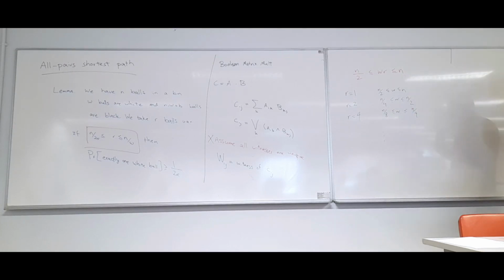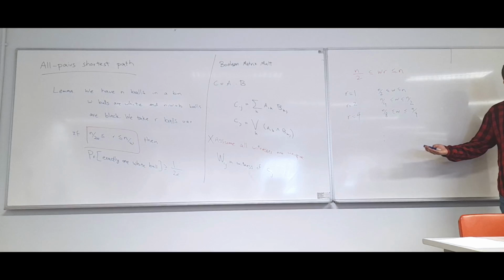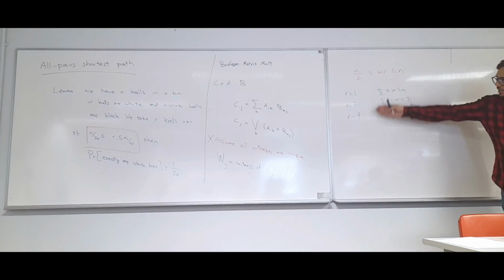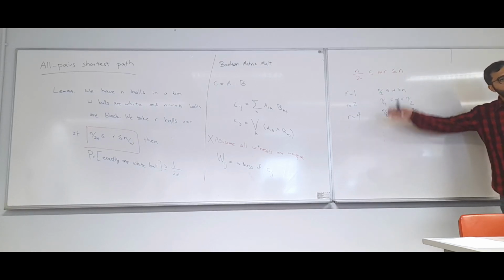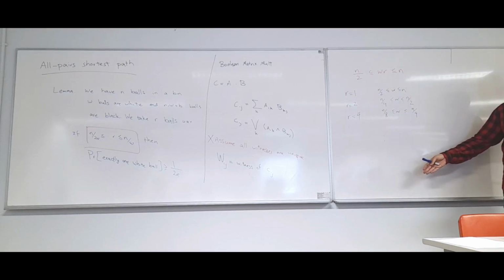So going back to our matrix multiplication problem, even though I don't know how many witnesses I have, I know that the number of witnesses is somewhere between 1 and n. And if I just do these log n different randomized trials, I know that one of them will cover the number of witnesses that I have. So that's what I do.